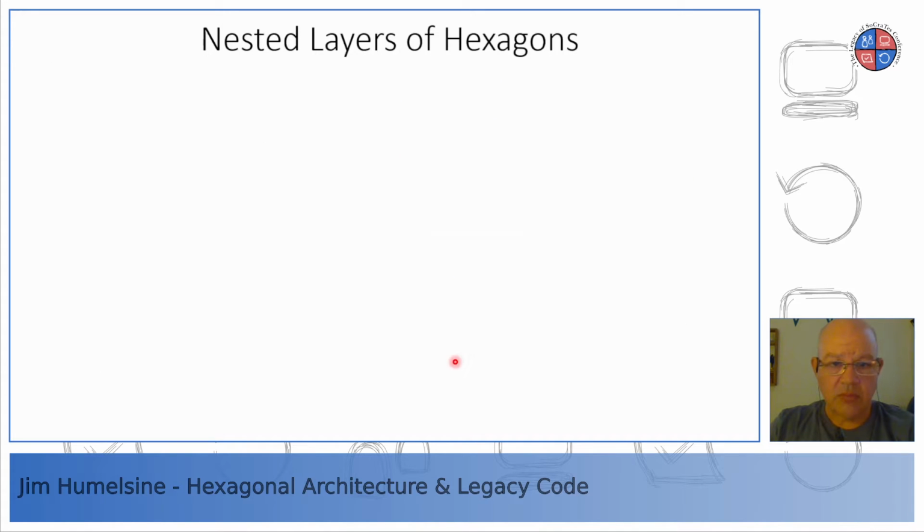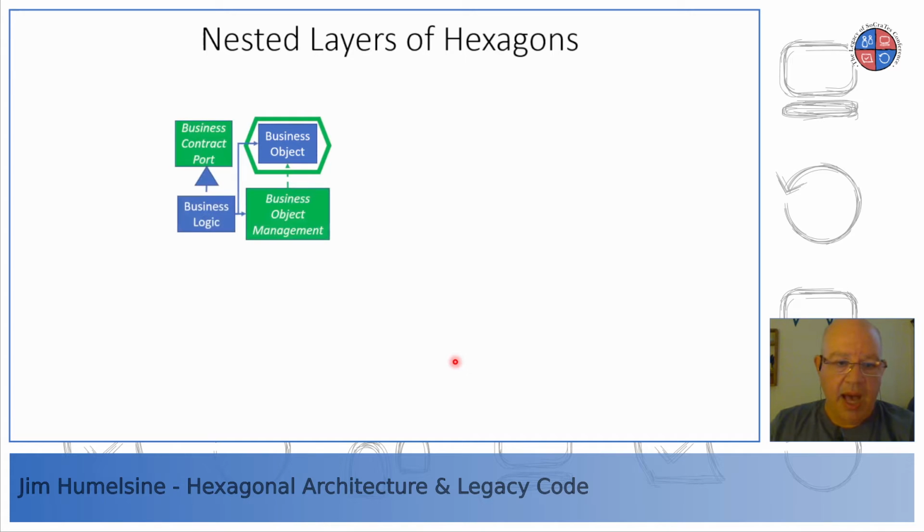All right, so we can nest hexagons. It doesn't need to be just 2 layers. And since I'm running a little short on time, I'll try to go through this quickly. I have a business object.